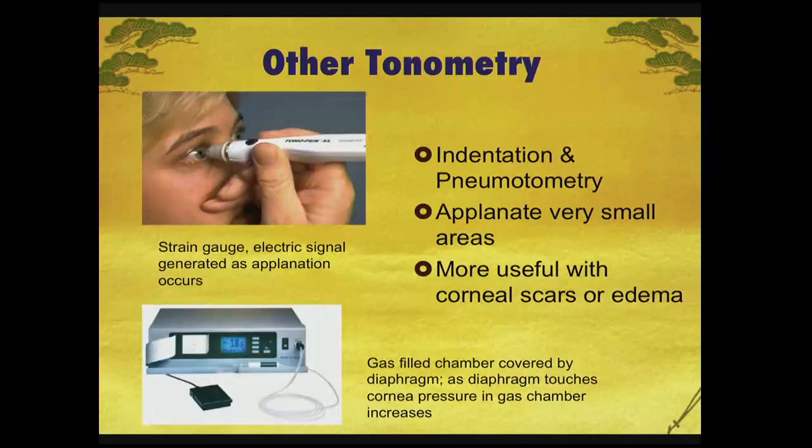Other instruments are the Tono-Pen. I think Tono-Pen is a trade name. There are other pen instruments. These work by a strain gauge that sends an electrical signal, which gives you the pressure. There are also pneumotonometers, which have a gas-filled chamber covered by a diaphragm. As the diaphragm touches the cornea, pressure in the gas chamber increases, and that's what gives you the pressure reading. These devices are very good for eyes that have corneal scars, because you can get around the scar. They're also considered good for edema. They're also considered to be good for pediatric cases.